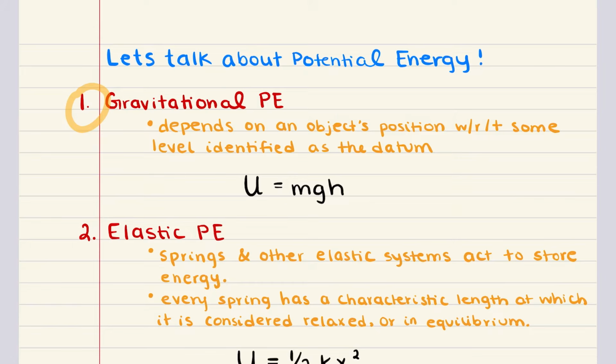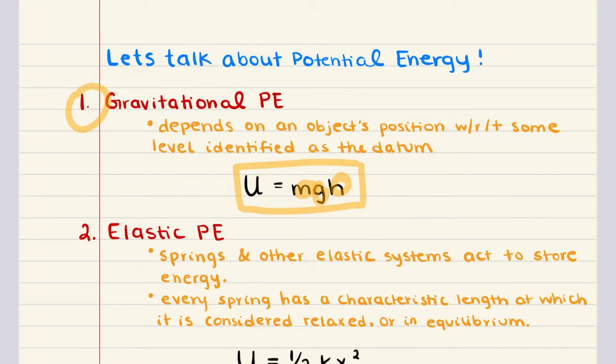This is a chosen zero point of potential energy. The gravitational potential energy of an object is given by this equation right here, which says that gravitational potential energy is equal to mgh, where m is the mass of an object, g is the acceleration due to gravity, and h is the height of an object above the chosen reference level.